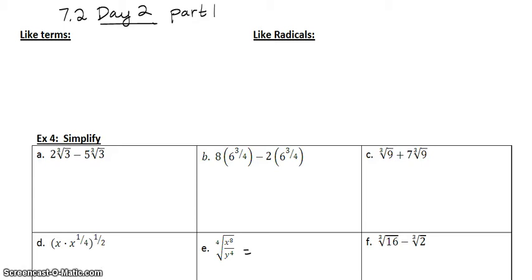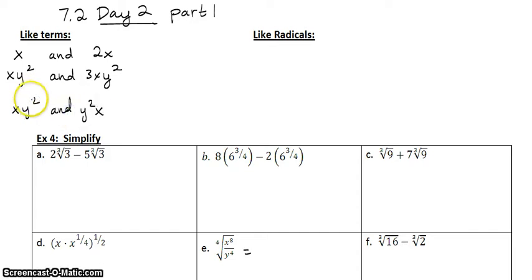So first I want to talk a little bit about what it looks like if you're trying to add some like terms with radicals. So quick review, like terms: two things that have the same variable with the same exponent. So for example, x and 2x would be like terms. Here's another example. xy squared and 3xy squared would be like terms. Same variables, same exponents. Also, xy squared and y squared x are like terms because when I multiply, you can write it in any order and you get the same answer.